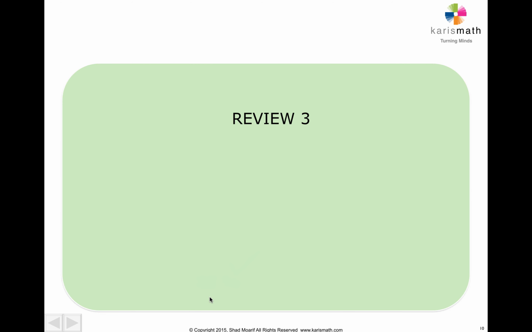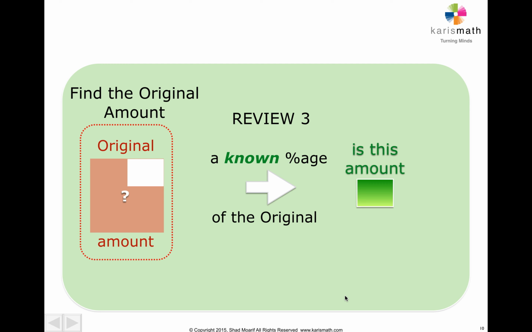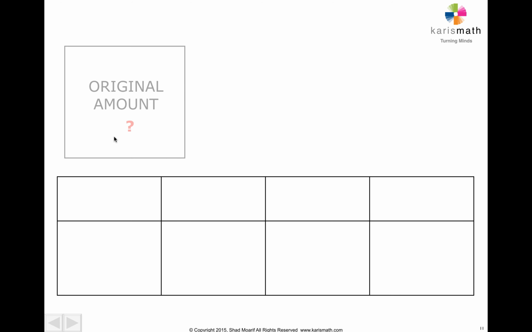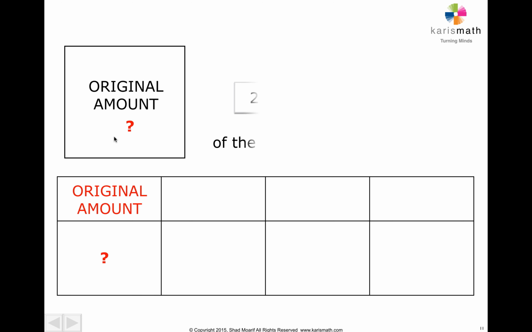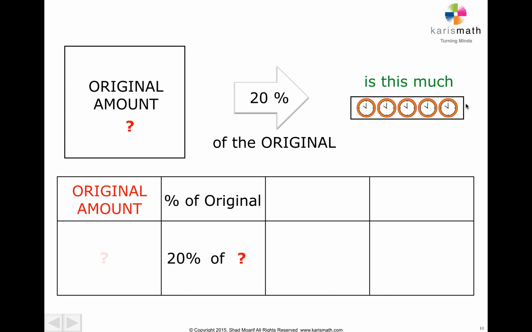And then we have the third type, where the original amount we do not know, but we do know a certain percentage of the original, and that is given as this amount. So let's look at this. The original amount, how do we find it if we know a percent of that? Say 20% of this original amount happens to be this many clocks, 1, 2, 3, 4, 5. So 20% of what original amount will give us 5 clocks?